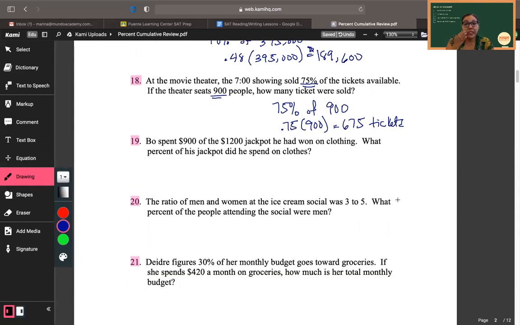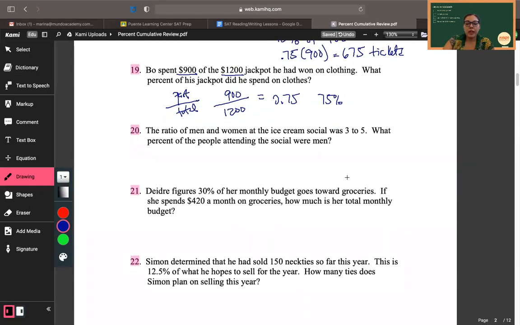Number 19 is a little bit different. For 19, we have that Bo spent $900 of the $1,200 jackpot he had won on clothing. What percent of his jackpot did he spend on clothes? So here what you're going to do is create a fraction where you put the part that he spent over the total amount and then change that into a percent. So here what he spent was $900 out of $1,200. And so I'm just going to divide that in my calculator. That comes out to 0.75. And so then I would make that into 75%.